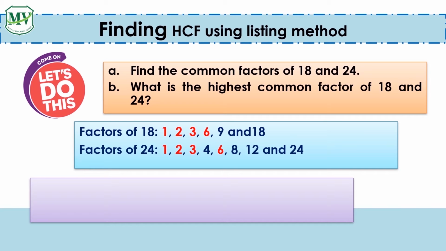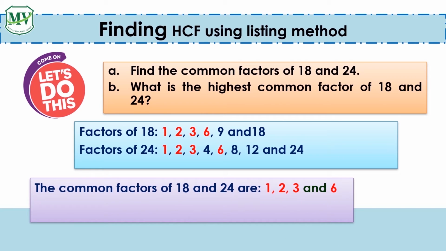Now, we will find the highest common factor of 18 and 24. Among the common factors, 1, 2, 3, and 6, which is the largest number? Yes, 6 is the largest number among 1, 2, 3, and 6. So, 6 is the highest common factor.